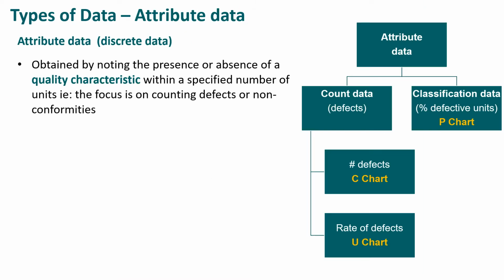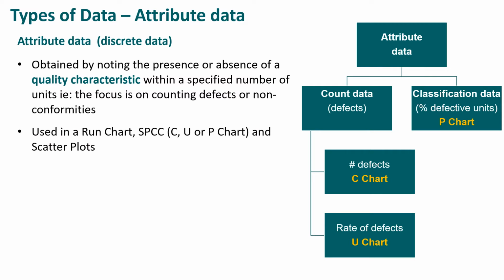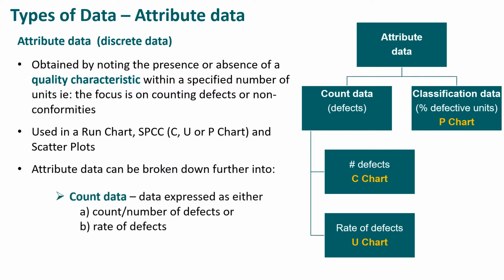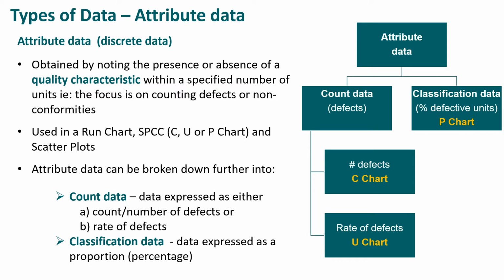Attribute data, which is also known as discrete data, can be obtained by noting the presence or absence of a quality characteristic within a specified number of units. For example, it's the focus on counting either defects or non-conformities. Attribute data is used in a run chart, also a statistical process control chart, such as the C chart, U chart, or P chart, and it's also used in scatter plots. Attribute data can be broken down further into count data, and the data can be expressed as either the count or the number of defects or the rate of defects. It also can be broken down into classification data. That's data expressed as either a proportion or a percentage.